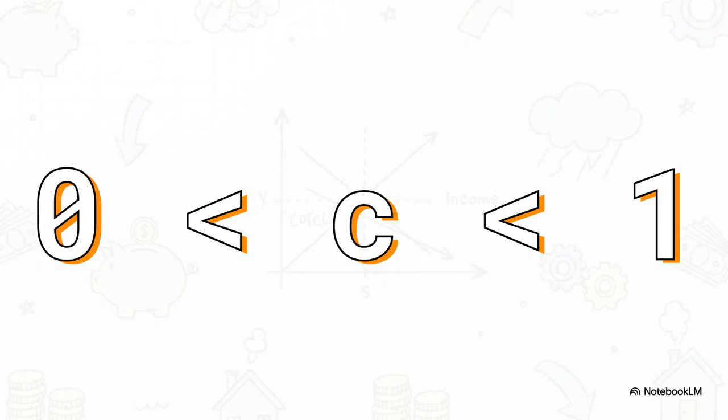So the crucial takeaway here is this ironclad mathematical rule. The marginal propensity to consume must always sit between 0 and 1.